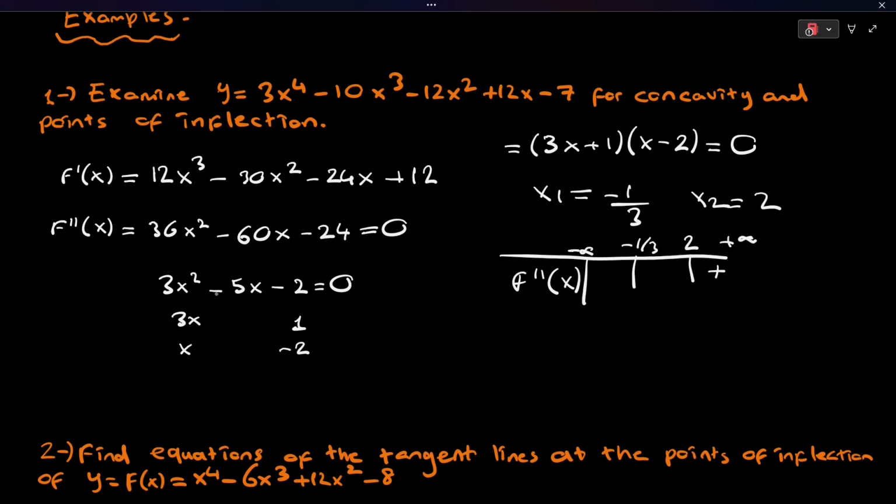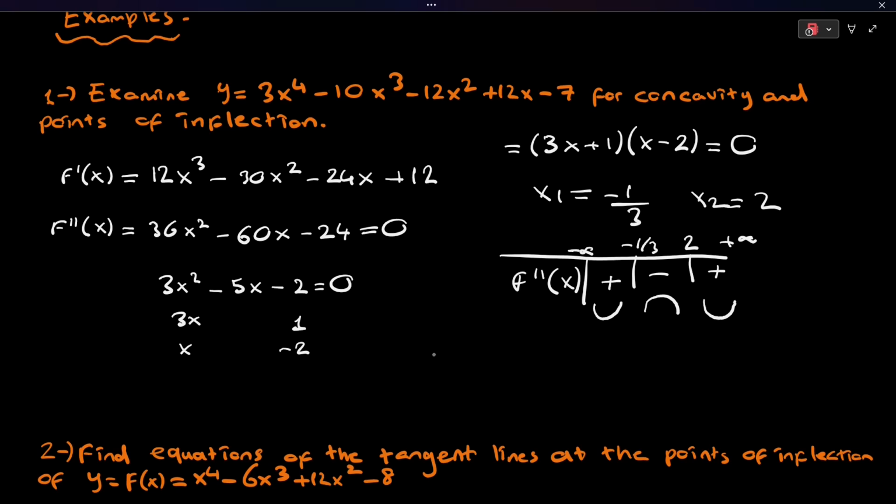Let's try 1, 3 minus negative, clearly. And a bit after negative 1/3, let's try negative 2, for example. 12, it's positive. So in this interval, I am concave up. On this interval, I'm concave down. And on the last interval, I am concave up again.